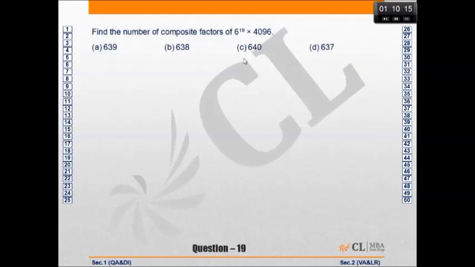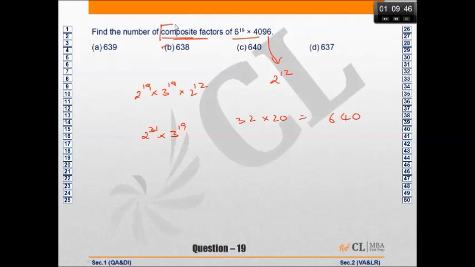Find the number of composite factors, that means non-prime factors, of 6 to the power 19 into 4096. 4096 you should remember is 2 to the power 12. 2 to the power 10 is 1024, then 2048, 4096. 6 to the power 19 is 2 to the power 19 into 3 to the power 19, into 2 to the power 12. So effectively it becomes 2 to the power 31 into 3 to the power 19. So the total number of factors will be 32 into 20, which is equal to 640.